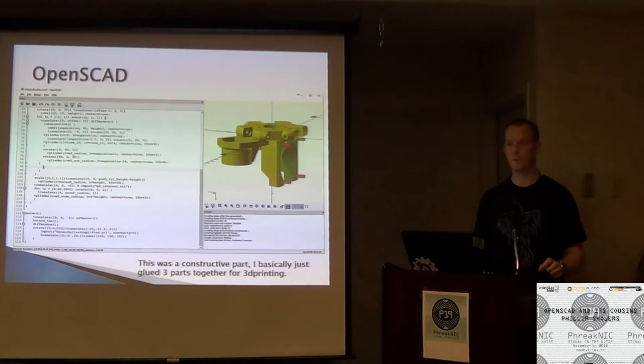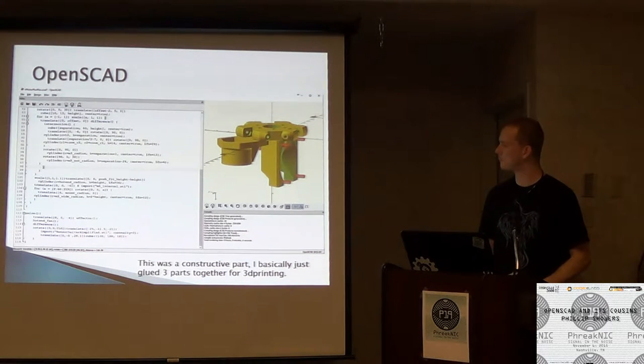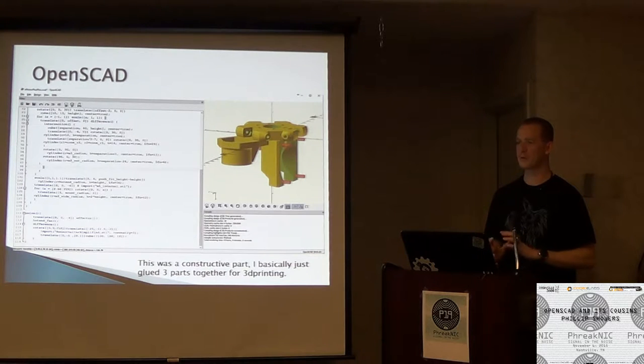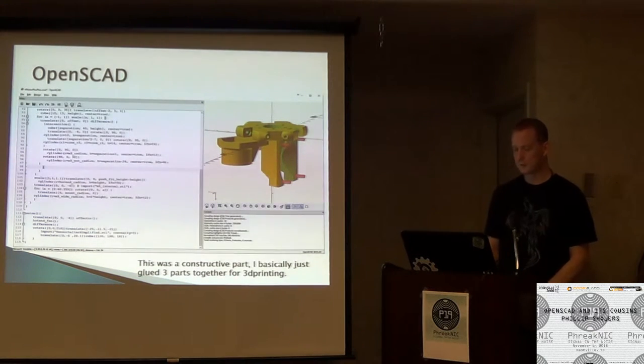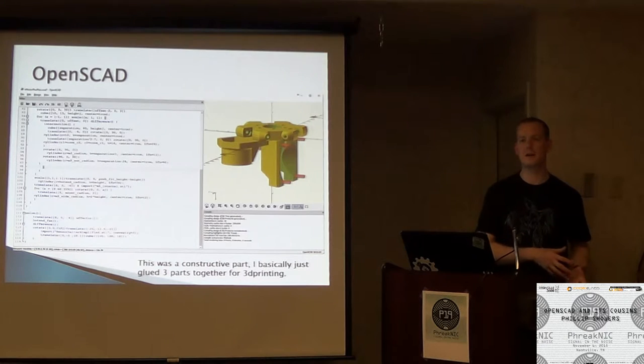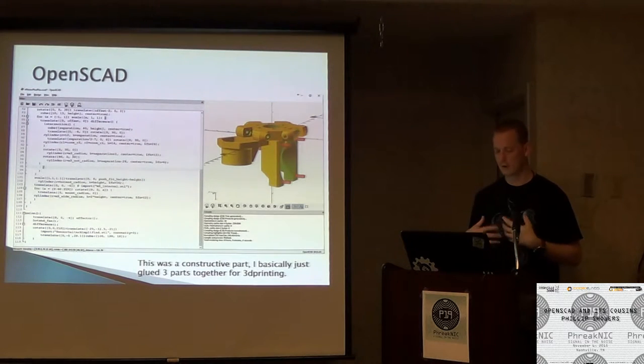So here we have more examples. This was a part that I designed for MOG that used an STL and some OpenSCAD and combined them together in order to 3D print a part for a 3D printer. So that's actually more the power of OpenSCAD, the ability to take an STL and combine it with another STL or describe an STL.